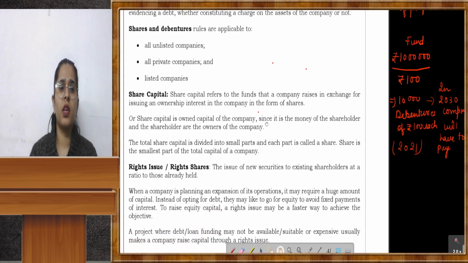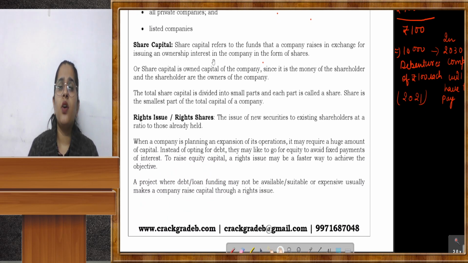Next, what is the meaning of share capital? Here they are saying that share capital refers to the funds that a company raises in exchange for issuing an ownership interest in the company in the form of shares. It means the public gives the amount.